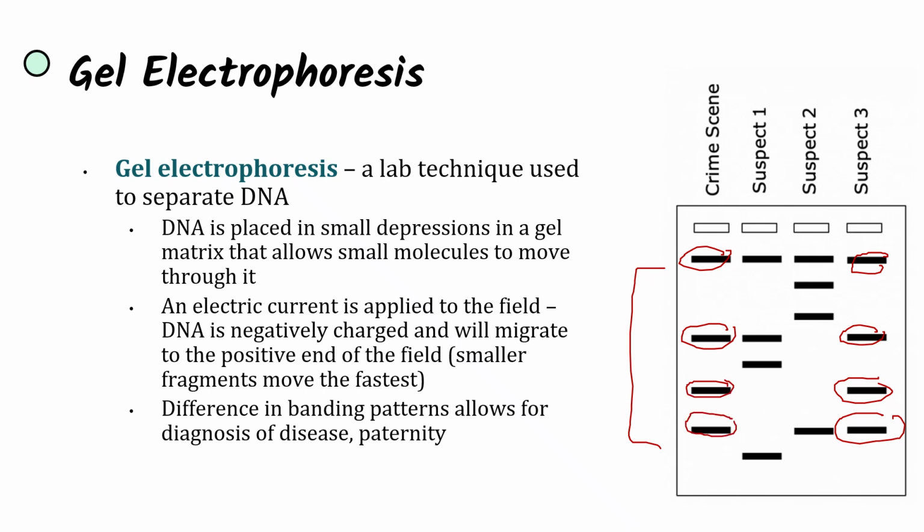So gel electrophoresis is extremely helpful for this. And a child's DNA is going to be a combination of maternal and paternal DNA. So if you look at different candidates for one of the parents, you're able to tell by comparing it to the banding patterns of the child's DNA who could be the parent of the child.